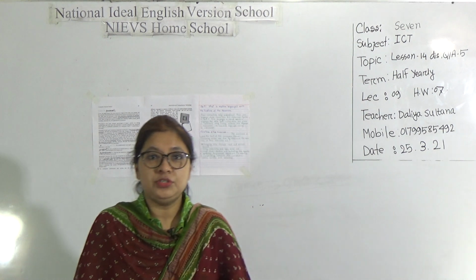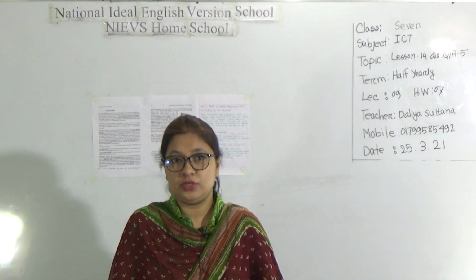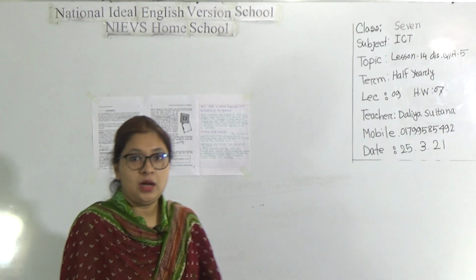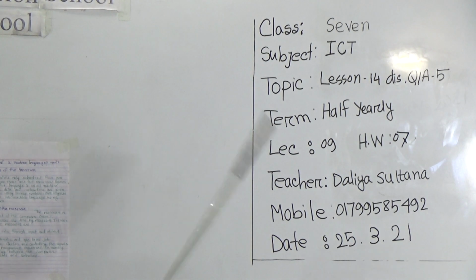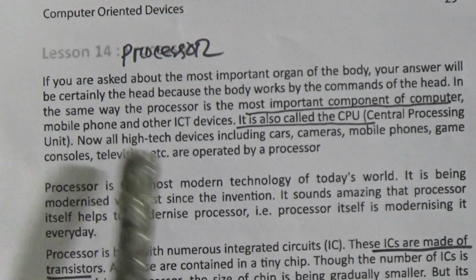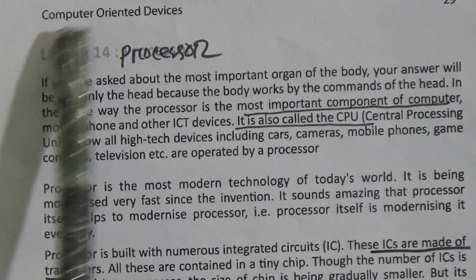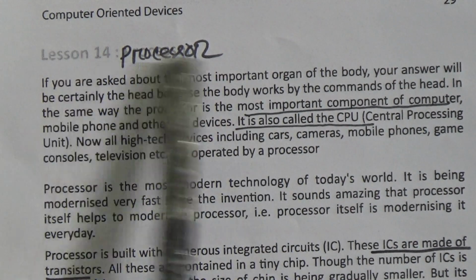Today I am going to take an ICT class for class 7 students. Dear students, today's topic is lesson 14 discussion and question answer 5, our lecture number 9 and homework 7. So let's start our class. Lesson 14: Processor. Our chapter is chapter 2, computer oriented devices.